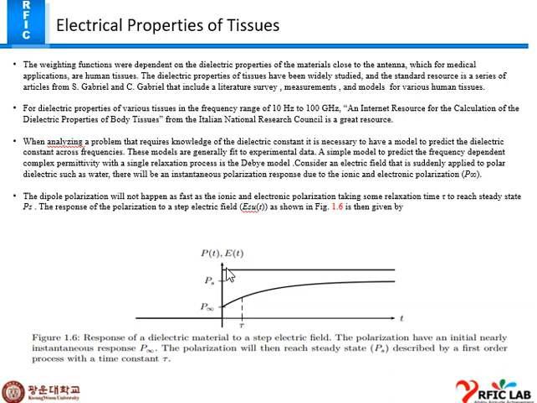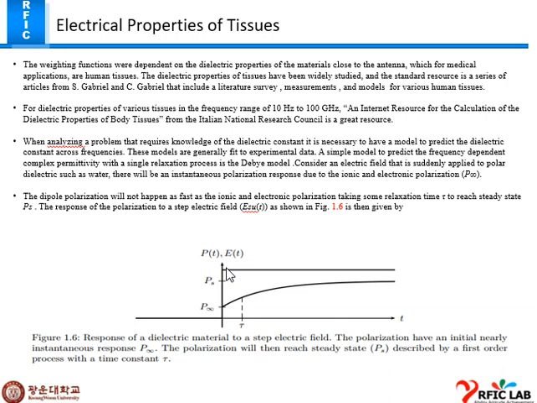dependent complexity with a single relaxation that models the dipole polarization, which will not happen as fast as ionic and electronic polarization, taking some relaxation time to reach the steady state. The response of polarization to a step electric field.